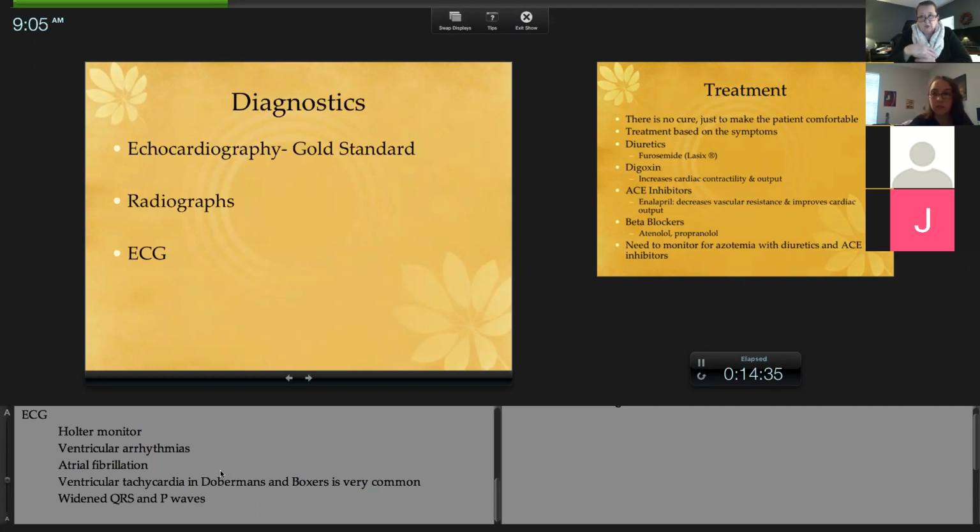Okay. So you've talked about some. You can sometimes get atrial fibrillation. Sometimes we get the ventricular arrhythmias, or you get these wide complexes.